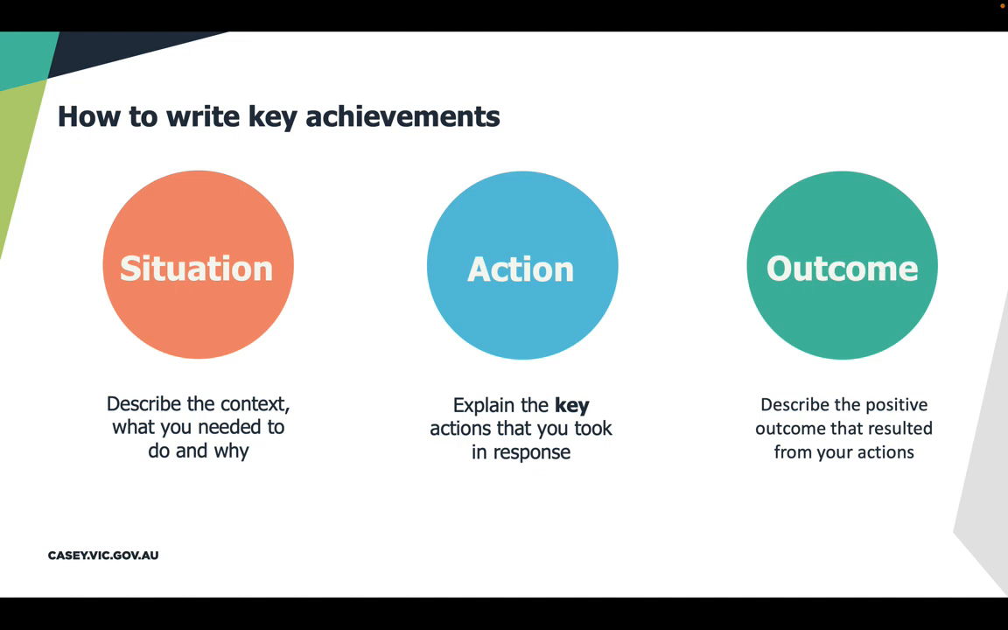Include achievements that are most applicable to the role you're applying for. Keep the details brief, including just enough information for the hiring manager to get a general understanding of what you've achieved. This structure is similar to how you would answer a behavioural style question in an interview. We'll explain this in more detail in the interview module. We've included examples of key achievements in the example resume.